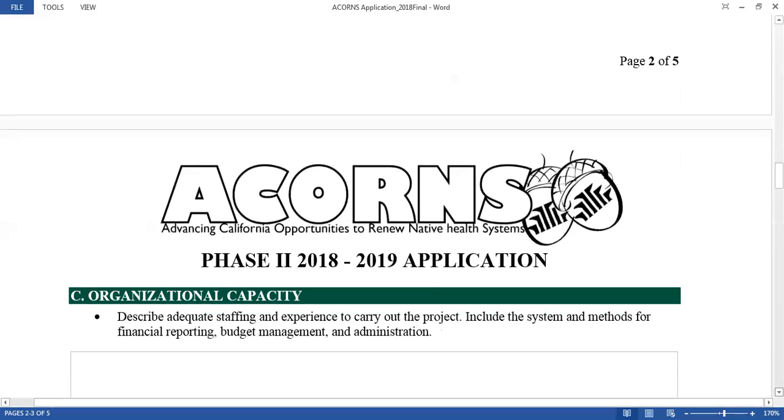The next section is C, organizational capacity. The first question says, please describe adequate staffing and experience to carry out the project. Include the system and methods for financial reporting, budget management, and administration.